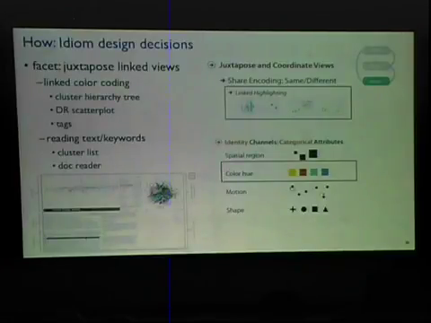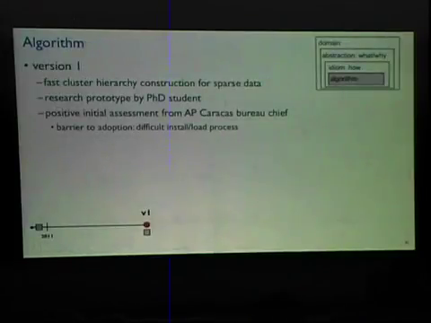Now, so we had also some specific views for reading both the clusters and the documents. So where did this all end up? At the algorithm level, we'd gotten deep into the algorithm. We thought a lot about how do you construct hierarchies quickly for these clusters when your data is very sparse. We went off, we built a research prototype.